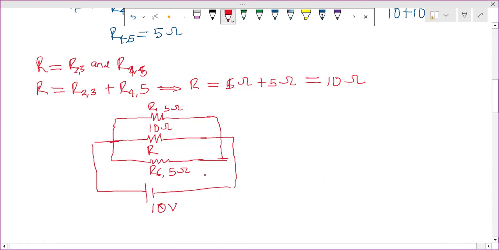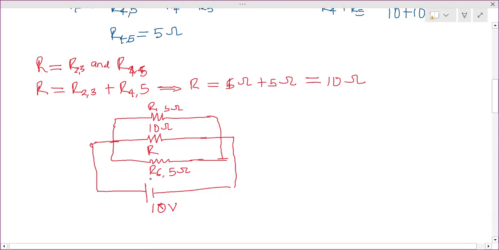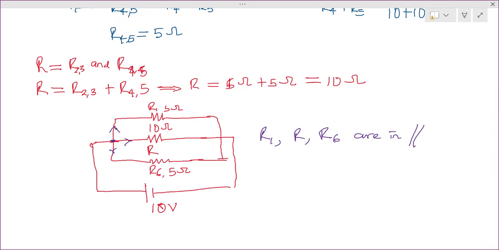So you can see now, can you tell me, are these resistors in series or in parallel? They are in parallel. R1, R, R6 are all arranged side by side. The current that flows from this battery, on getting to this point, will go like this, like this, like that. That is how you identify a parallel arrangement: same voltage, different current.